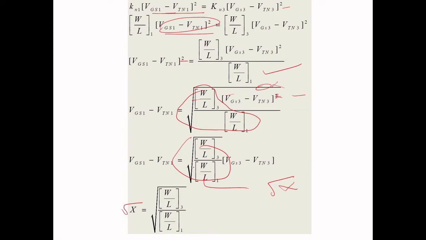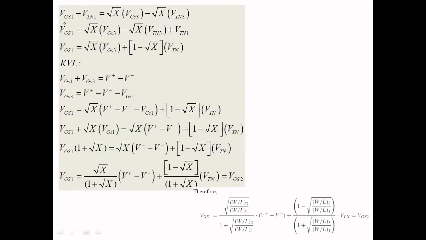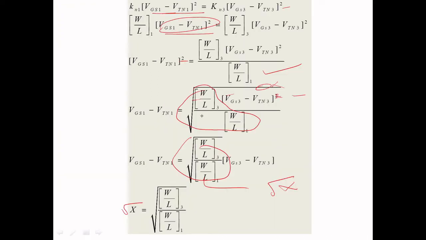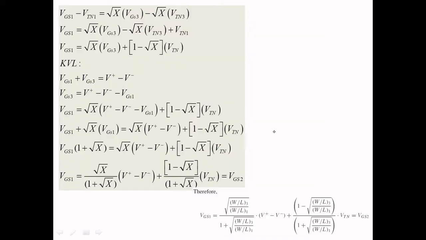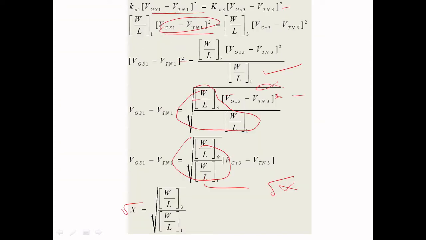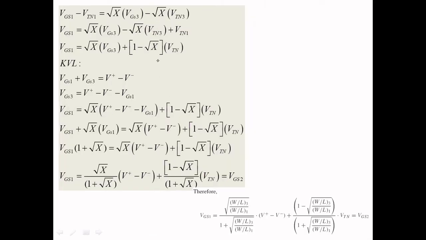With that assumption, it is written as Vgs1 minus Vtn equal to root x Vgs3 minus root x Vtn3, right? I have just multiplied, and this whole term is written as root x. I hope it was clear. Only for your understanding it was written like that. Then I bring this minus Vtn to the right side, so it becomes Vgs1 equal to root x Vgs3 minus root x Vtn3 plus Vtn1.